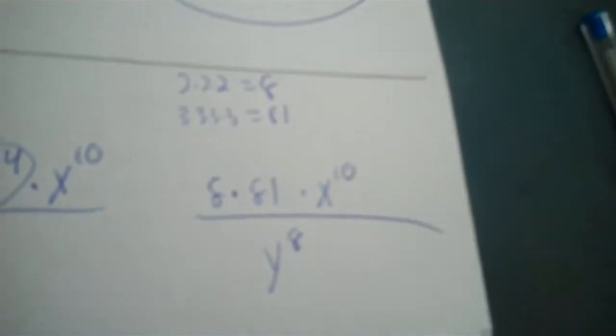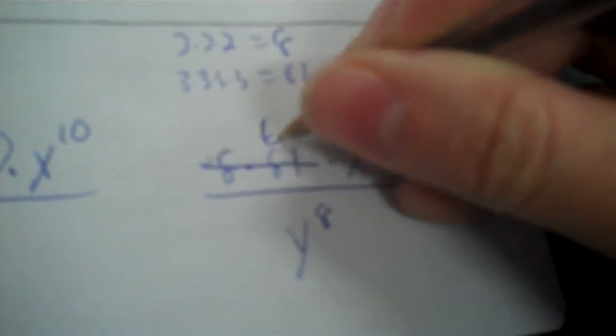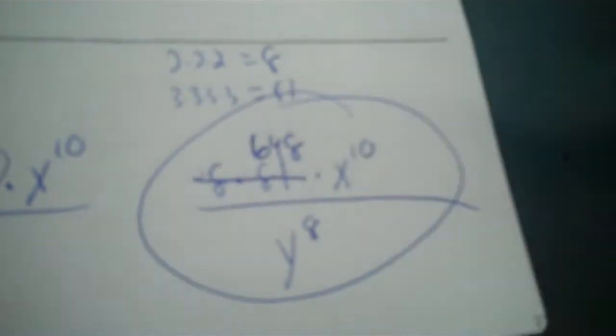Okay, now what can I simplify? Well, 2 to the 3rd and 3 to the 4th. I can't simplify the letters. So 2 to the 3rd, 2 times 2 times 2, that's 8. 3 to the 4th, 3 times 3 times 3 times 3, that's 81. The variable stays the same. X to the 10th, y to the 8th. Okay, now you can multiply here. 8 times 81, you have to stop the times when you get to the letter, but 648. So that's your answer, 648 times x to the 10th over y to the 8th.